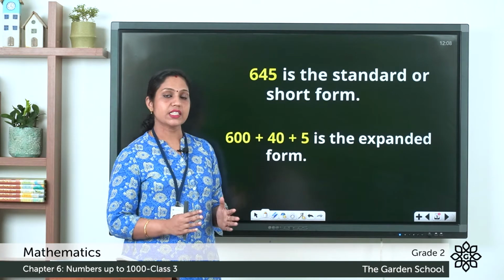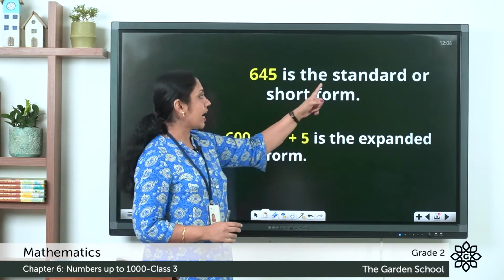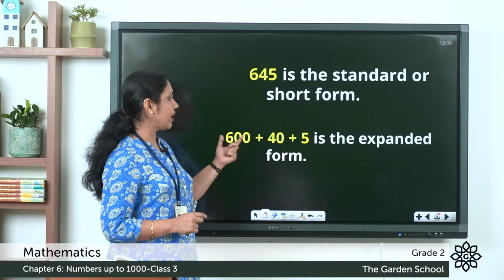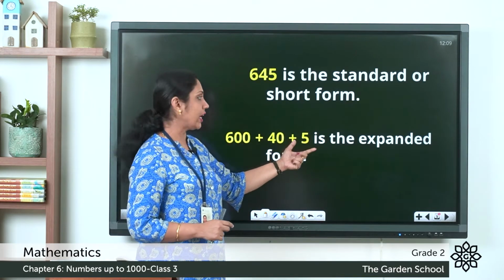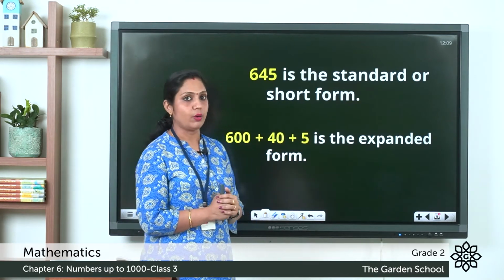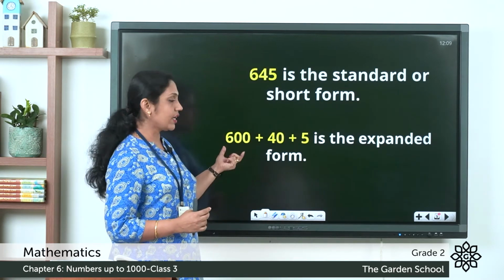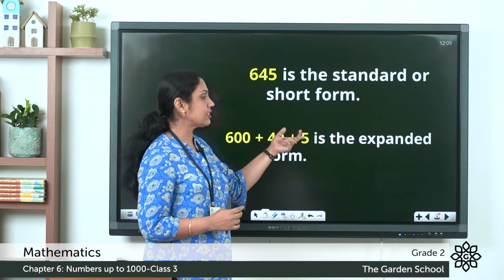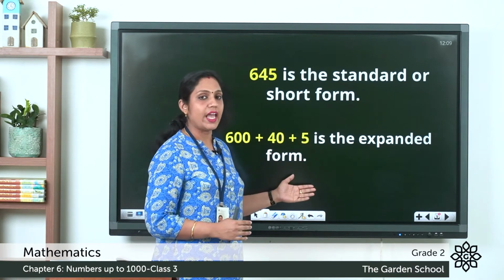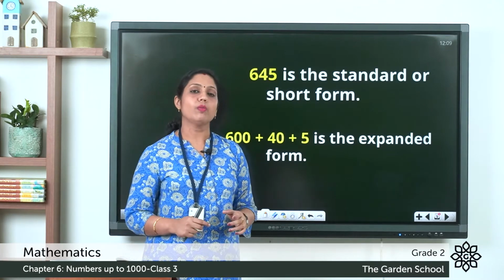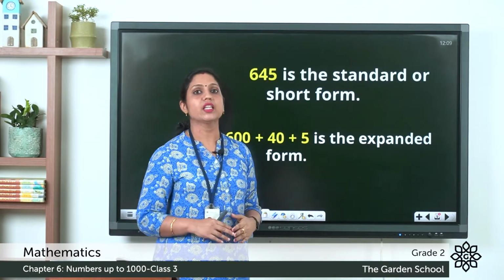So the number 645 is the standard or short form, and when we write it as 600 plus 40 plus 5, that is the expanded form. So the number 645 we expanded as 600 plus 40 plus 5, and that we say is in the expanded form, and the number 645 is the standard form, or we say that it has been written in the short form.